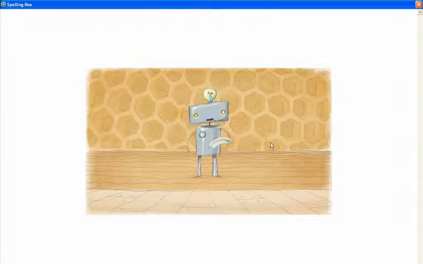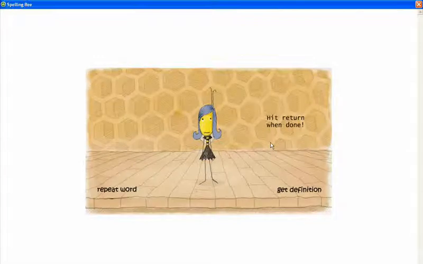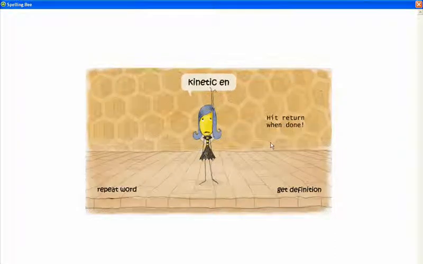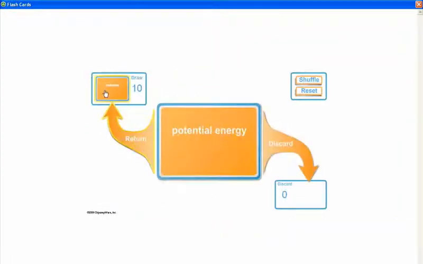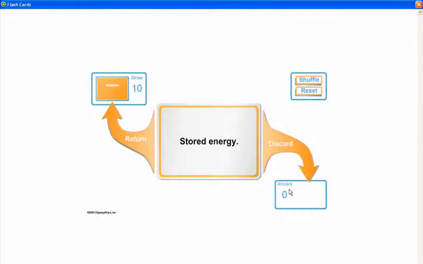Spell the word. Kinetic energy. Kinetic. Yes. Flashcards provides a fun way for students to review the definitions for the vocabulary words. Here's a sample.